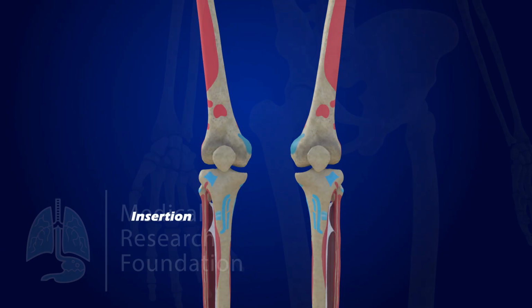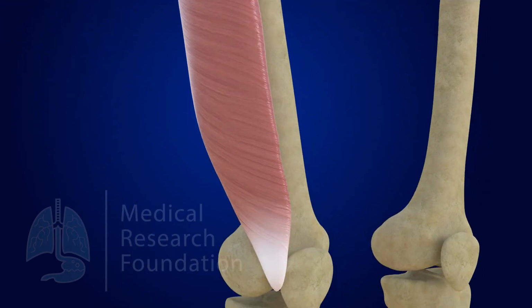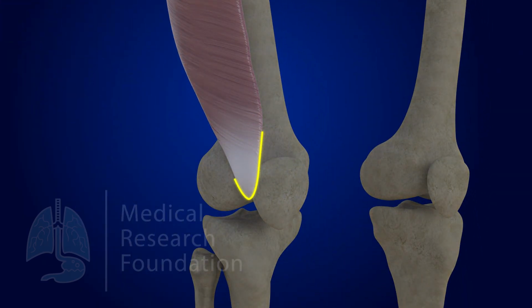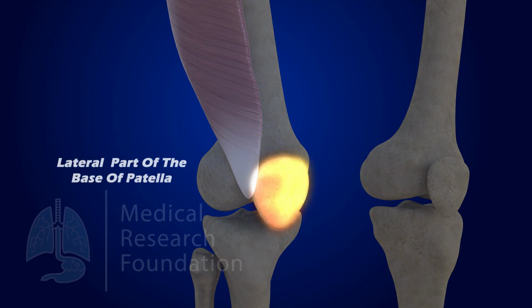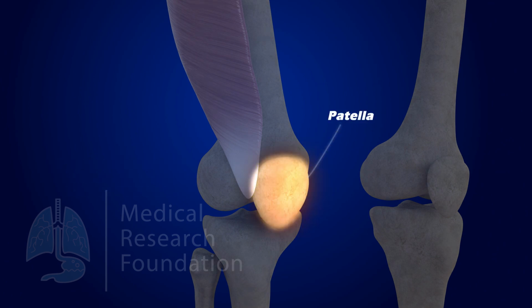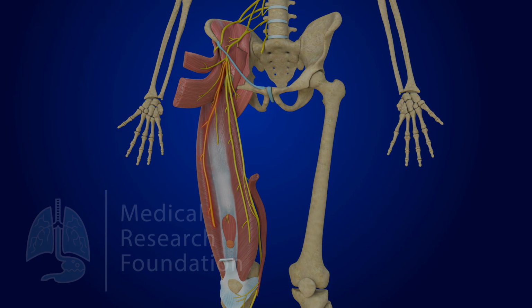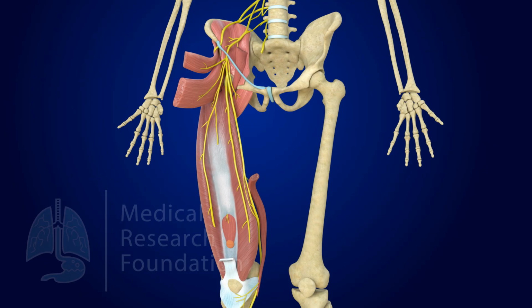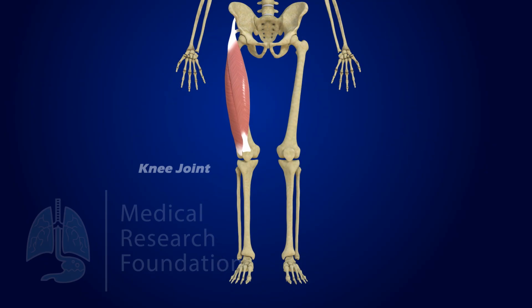Insertion. It is inserted by a broad aponeurosis into the tendon of rectus femoris, lateral part of the base of patella, upper 1/3 of the lateral border of the patella. Nerve supply. By the posterior division of the femoral nerve. Actions. Extension of the knee joint.